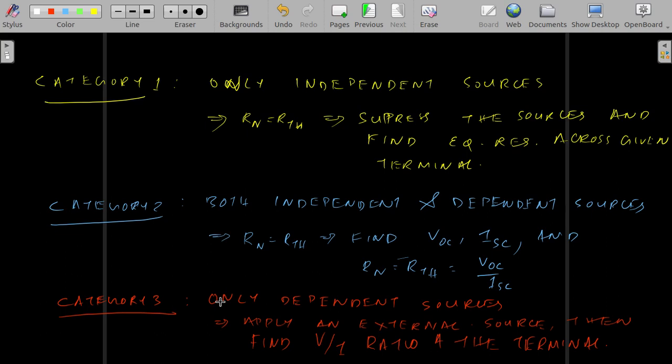So these are the three types of problems in this theorem that we have, that we'll discuss in the next lecture.